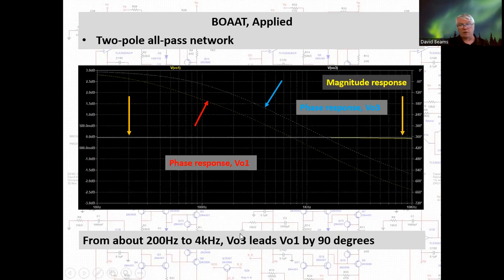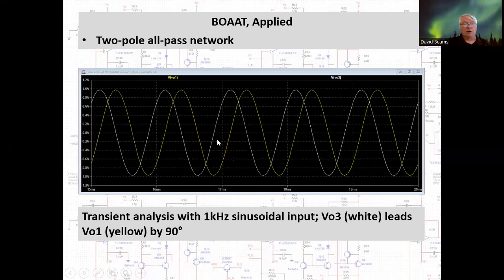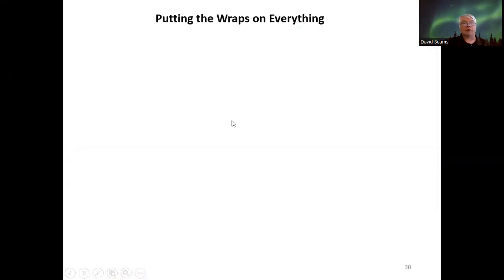And just to reinforce what this means in maybe a more concrete way, I did a transient analysis with that network using a 1 kilohertz sinusoidal source. And here's a plot of output voltage 3, that was from the lower branch of the network, and output voltage 1, which is this yellow trace, that was the upper branch of the network. And you can see that the output voltage 3 is leading output voltage 1 by 90 degrees. Signal zoom quadrature.